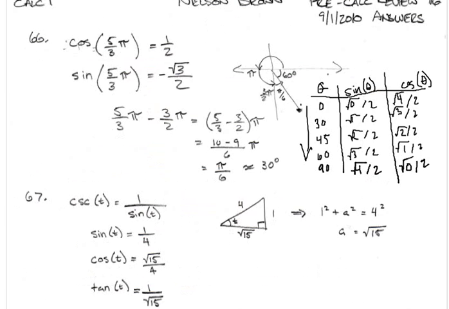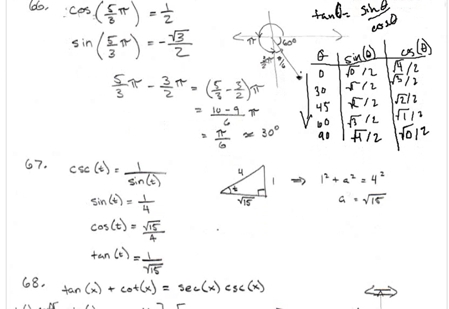And you can also use this to find tangent of theta, because tangent of theta is equal to sine of theta over cosine of theta. So you would say tangent of 30 degrees is equal to 1/2 over square root 3 over 2. And you would evaluate that until you came out to some nice single fractional expression or value.